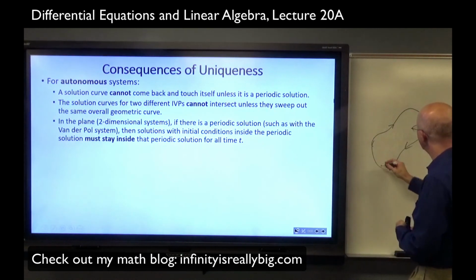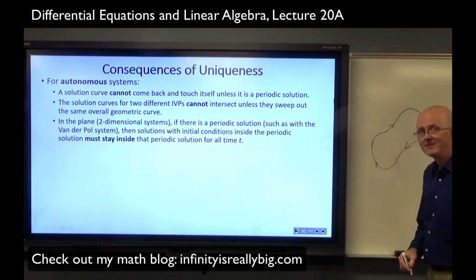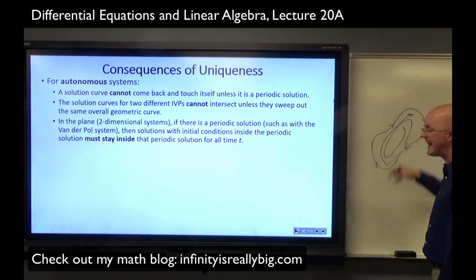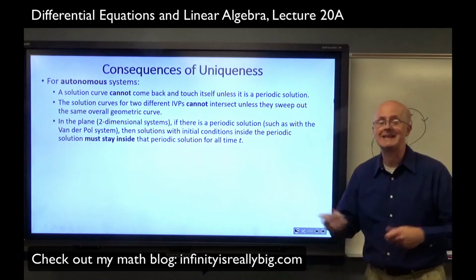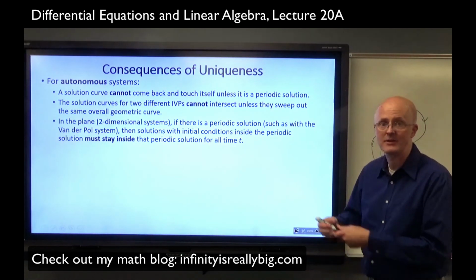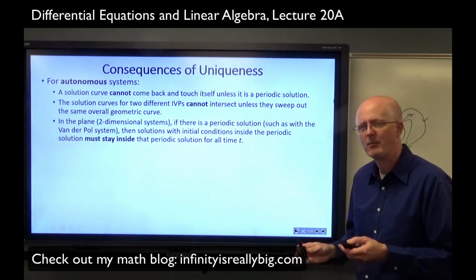It goes around and around. If you've got some initial condition inside there, the solution curve with that initial condition has to stay inside the periodic solution. There's no way it can get outside of it, because if it did, it would touch it. And that can't happen with autonomous equations. Again, I'm not explaining this fully. I hope it makes some intuitive sense.